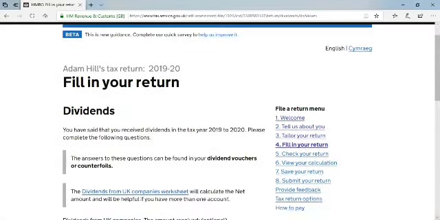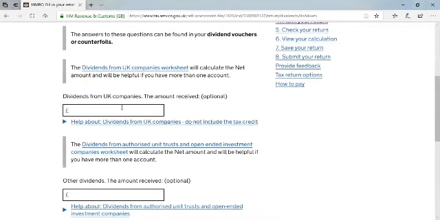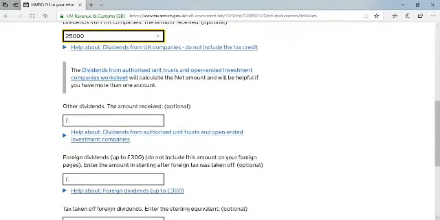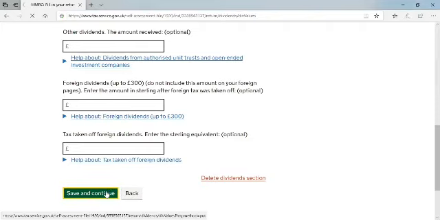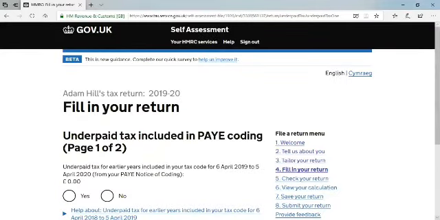And then we're on to the dividends section. So what dividends did you receive from UK companies? It's the amount received. There is normally a tax credit associated with dividends, or can be. You're talking about the amount received to your bank account. So in this example, I'm going to input 25,000 of dividends received plus our 8,000 salary. Other dividends, no. Foreign dividends, no. Tax taken off foreign dividends, we didn't receive any, so we can save and continue. It's simply dividends from our contractor company.